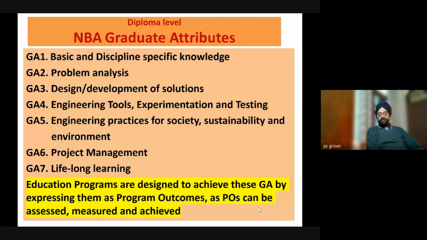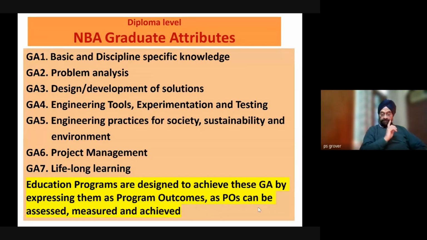Just recall, teachers of diploma institutions and colleges will say that NBA has specified the graduate attributes of diploma level students as seven: basic and discipline specific knowledge, problem solving, project management, lifelong learning, and so on. Right? Now, please appreciate that curriculum and education programs are designed to achieve these graduate attributes by expressing them as program outcomes, as POs can be assessed, measured, and achieved.